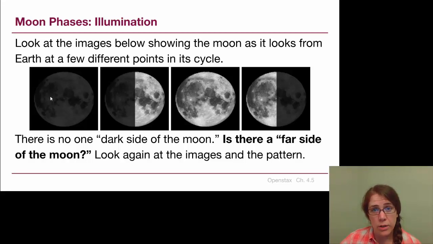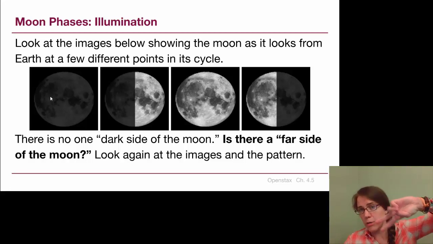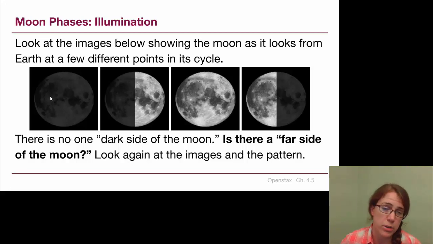But what we can notice is the patterns, the dark patterns. We'll learn later on in the course that they're called Maria. One of those is mare, which is Latin for sea. The dark parts of the moon's surface, we can look at that pattern. Some people see like an upside down bunny rabbit kind of thing. Whatever pattern that you actually see, we can just think of what it looks like here.